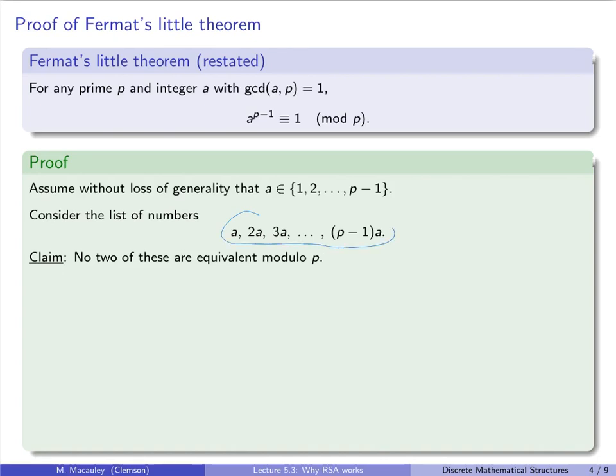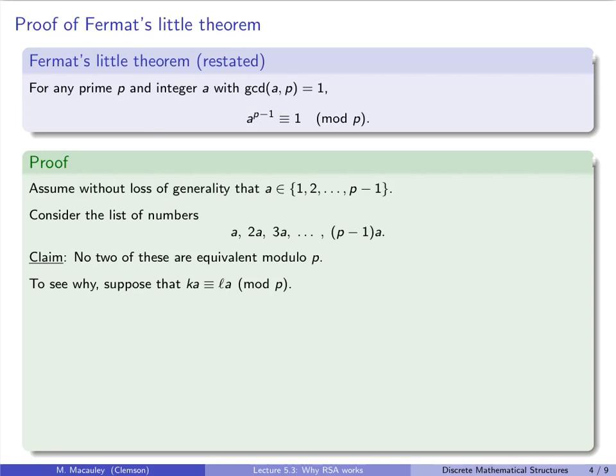So if we take this list of numbers, we multiply them all together, modulo P, then we get 1 times 2 times 3 times all the way up to P minus 1, which is P minus 1 factorial mod P. And P does not divide P minus 1 factorial, clearly. Okay, let's continue.